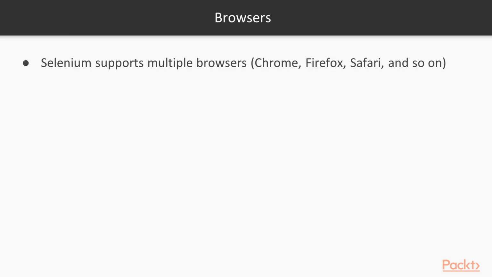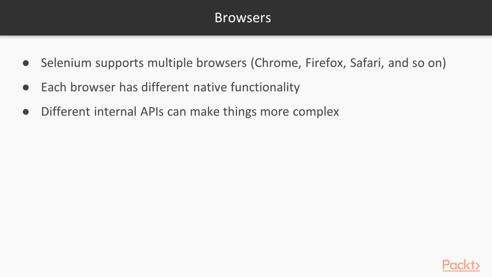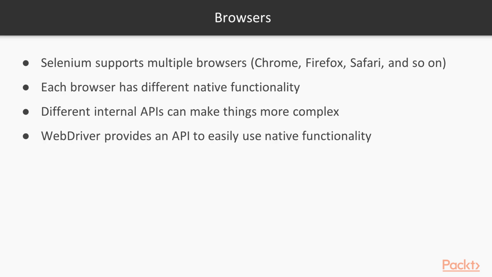And like I mentioned, we are automating browsers, and Selenium supports multiple browsers like Chrome, Firefox, Safari, and more. Each browser has different native functionality, and each of those browsers has a different internal API, and supporting all of those different APIs can make things really complex for your project. So essentially what WebDriver does is it provides an API to easily use the native functionality of all those browsers.